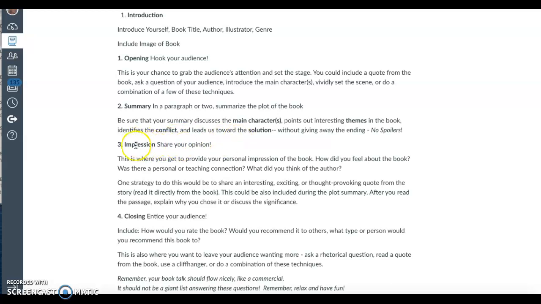You want to give your impression of the book and share your opinion. You will want to add just a few notes on that on your poster, but in your presentation you can get into more detail. This is where you want to provide your personal impression, how you feel about the book, any sort of personal or teaching connections that you made, maybe how you would teach it in the classroom, or if you're really inspired to use it for your future students, and then maybe an impression that you have about the author.